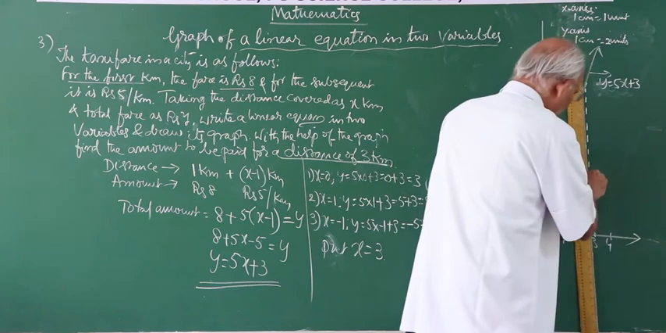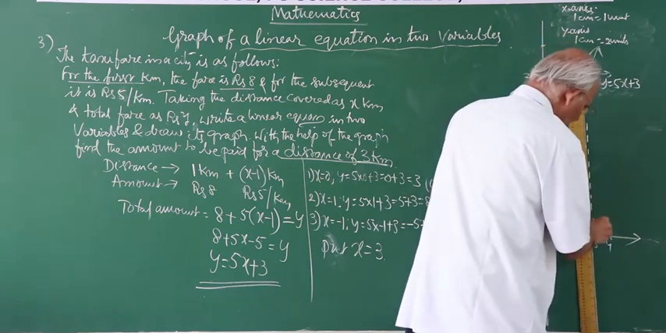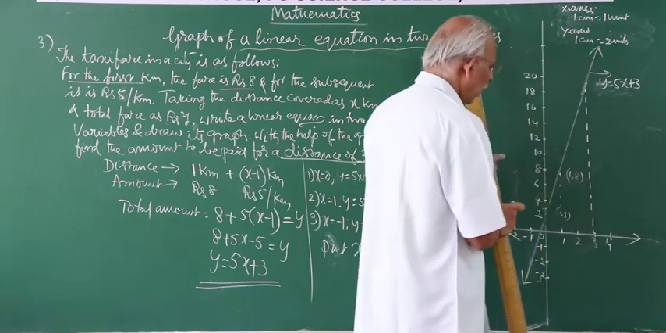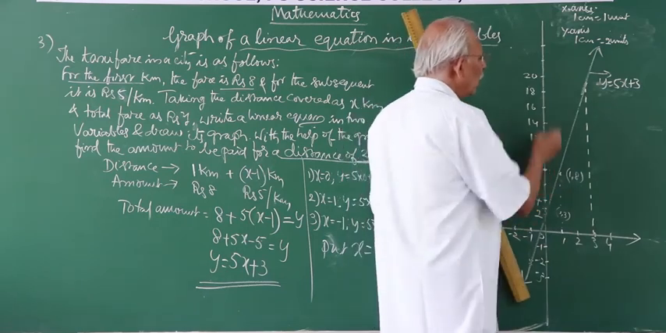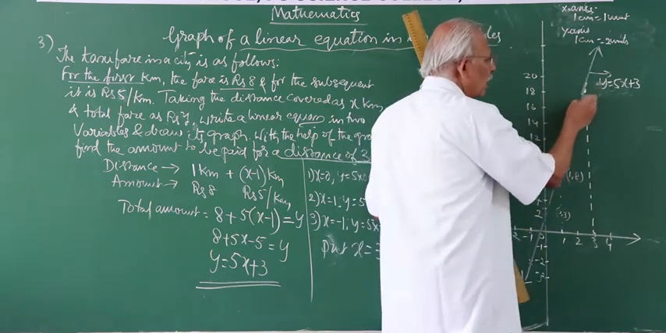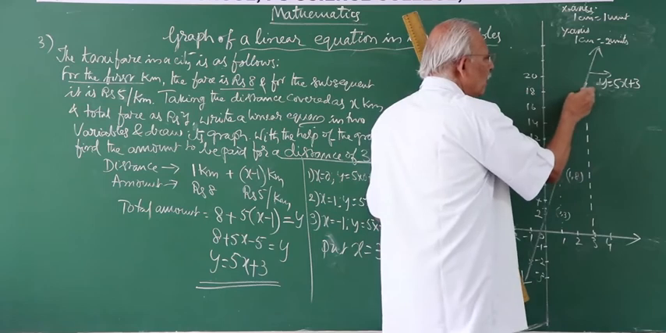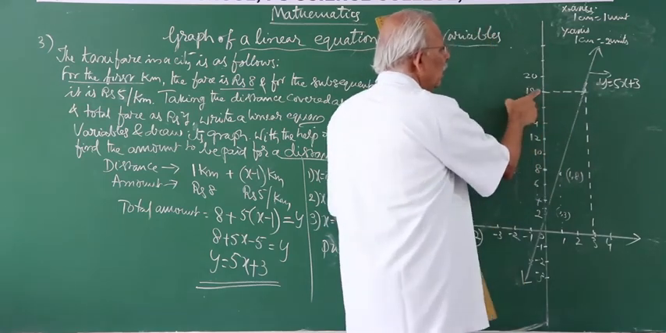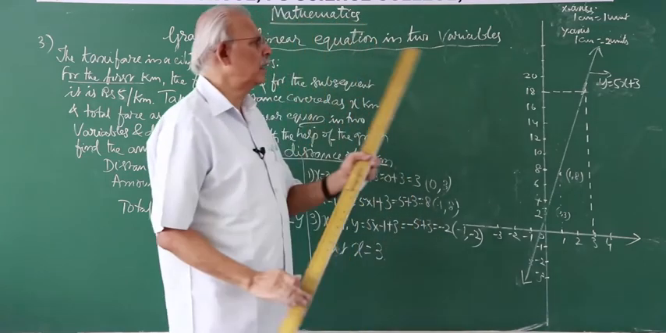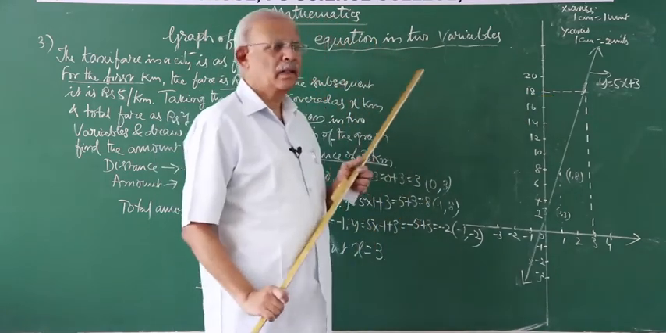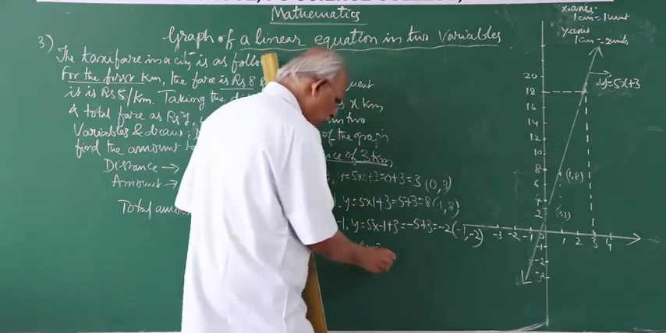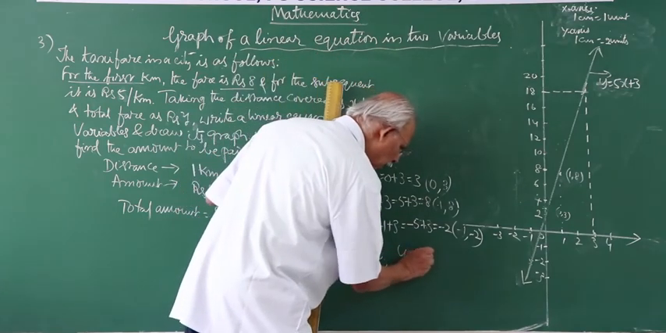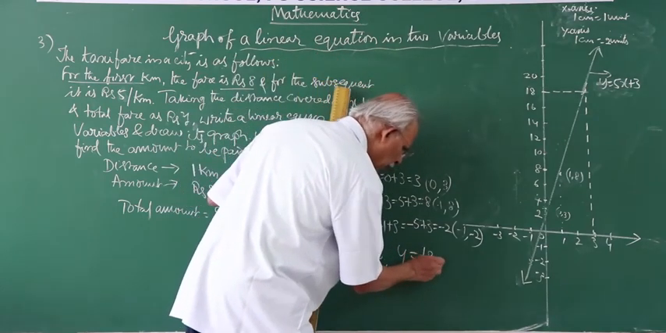A line vertically. Here it is drawn. Now it cuts at this point. From this point you come like this. It comes near 18, exactly on 18. Therefore, x is equal to 3, y equals 18.